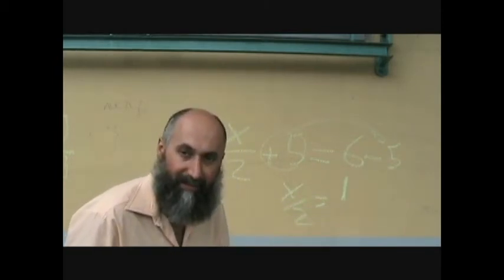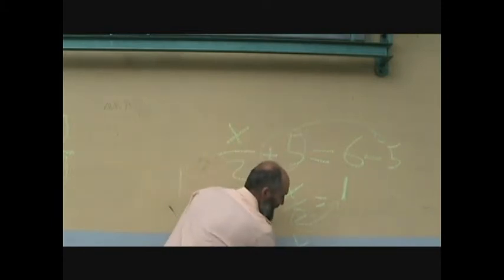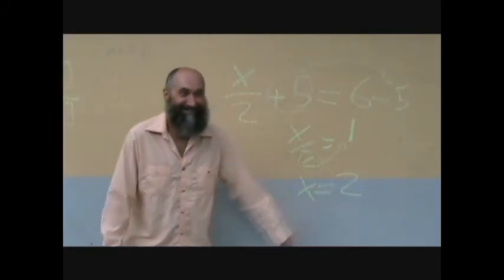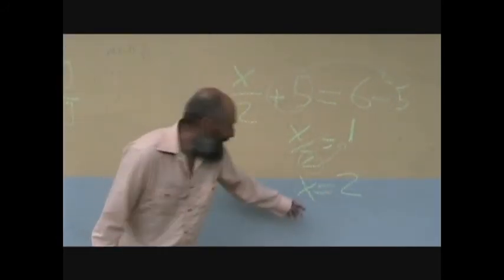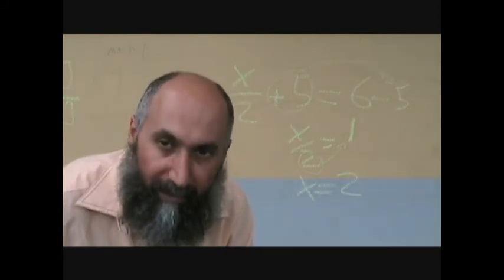Now this is as simple as this is going to get, right? So this guy just goes up here. So your final answer is x is equal to 2, okay? We're slowly going to build up these problems and make them more difficult.